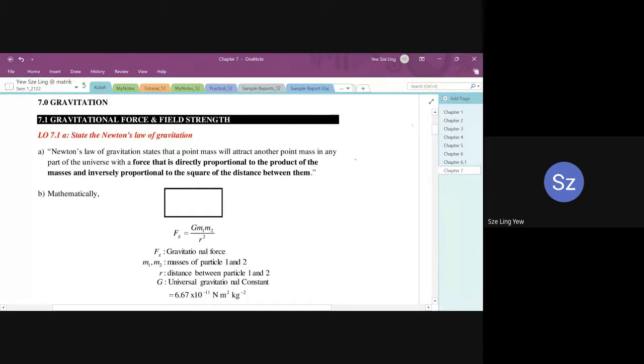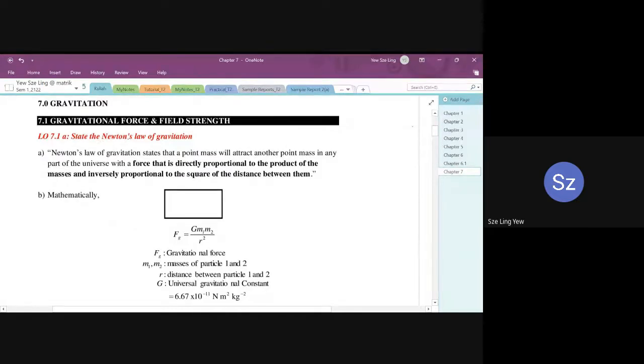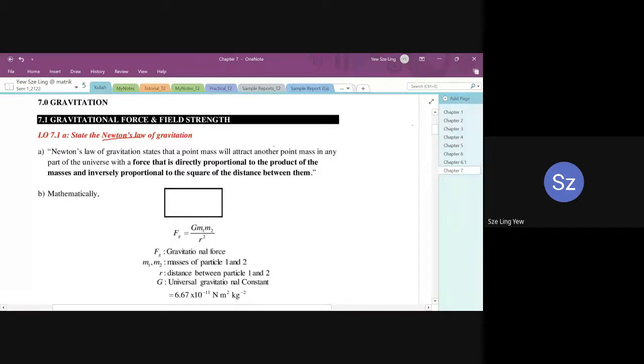Gravitation is also a type of force, so that's why when we move on to force, we are going to look at Newton's law. First, 7.1, gravitational force and field strength. So 7.1a, state Newton's law of gravitation.